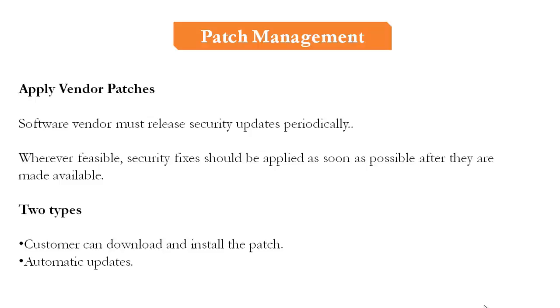And this can be done in two ways. One is that the customer can download and install the patch, or during the installation of the product itself, it may have an automatic update option. So these patches can be installed manually by the customer or automatically by the software product itself. So this is how we can implement patch management to stop vendor specific vulnerabilities.